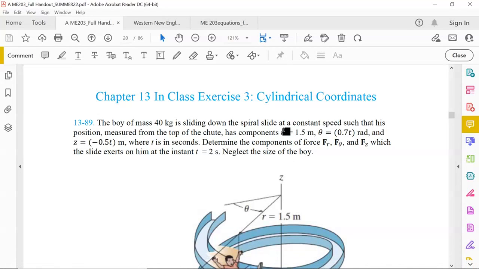Chapter 13, in-class exercise 3, cylindrical coordinates. Problem.